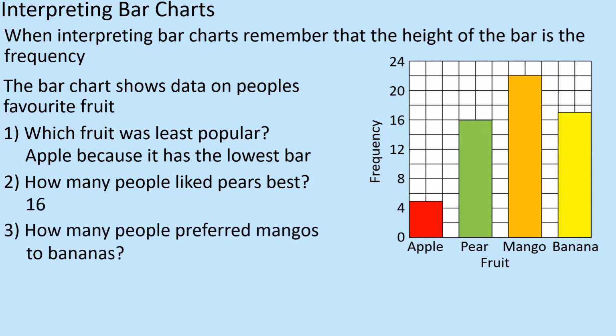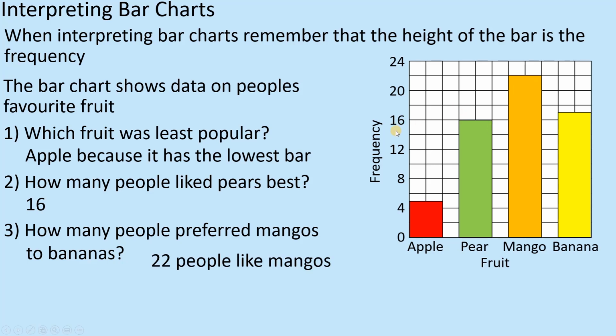And then third question. So how many people preferred mangoes to bananas? All right, so this is a little more complicated in its question, because it doesn't say specifically how many people like mangoes, it doesn't say how many people like bananas, it's how many people preferred mangoes to bananas, so it's comparing the two. So I need to compare the two values and find the difference between them. So let's look at mangoes first. So this is mango here, and this goes all the way up to 22. All right, so that's the first number I need, 22.